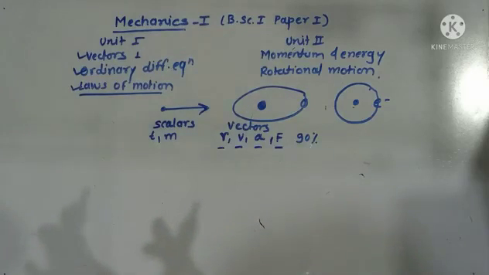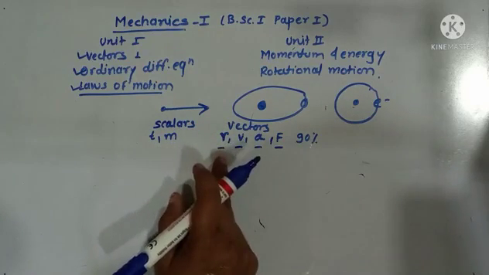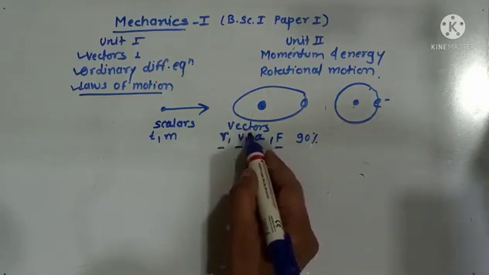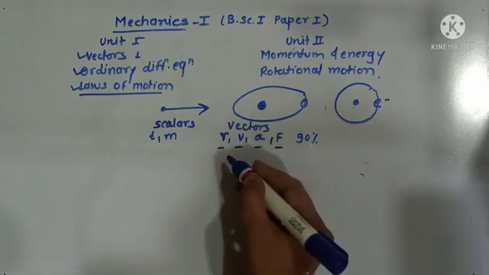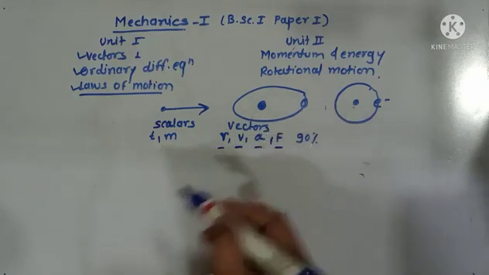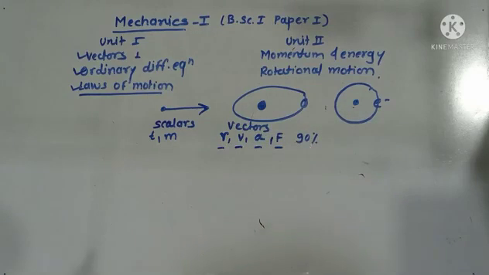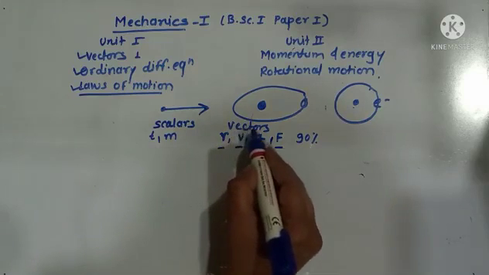So in these vectors we are going to study the basic definitions of the scalars and vectors. Then we are going to study how these vectors can be added, how they can be subtracted, and how we can multiply them by using the scalar product and the vector product, and some properties of the scalars and vectors. It is necessary to understand this, and it is covered in unit 1, vectors.